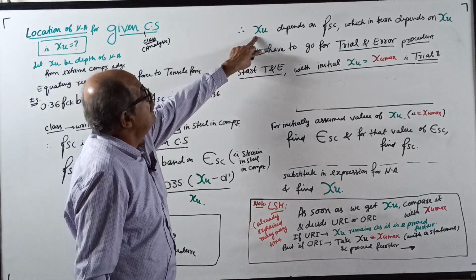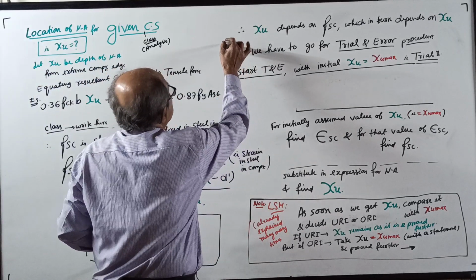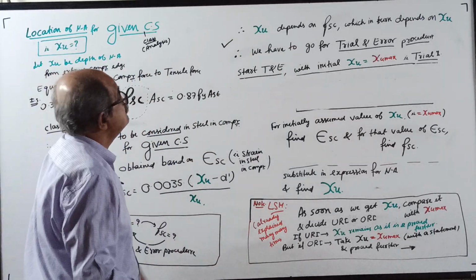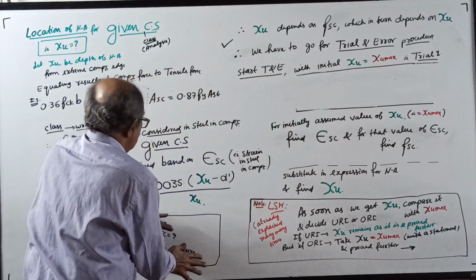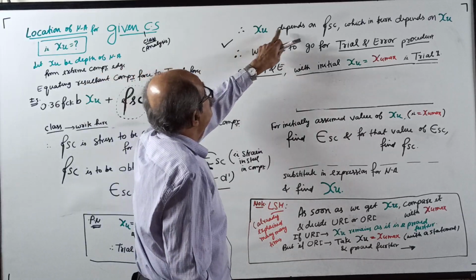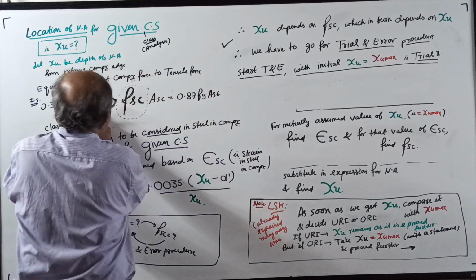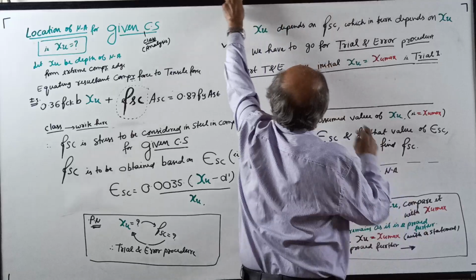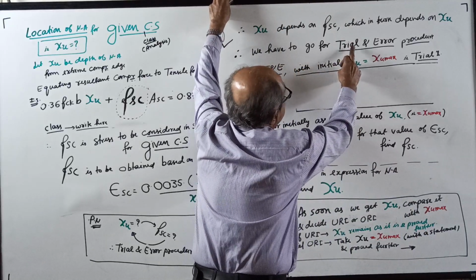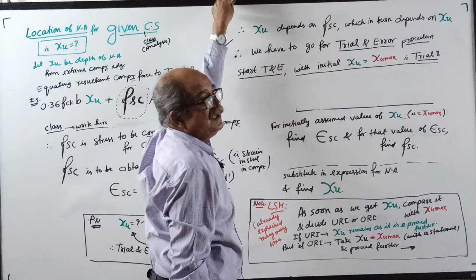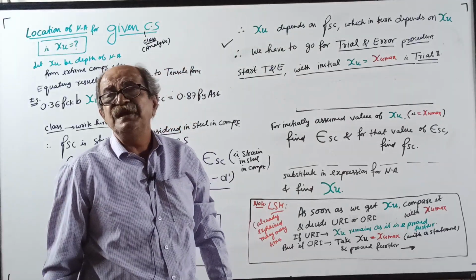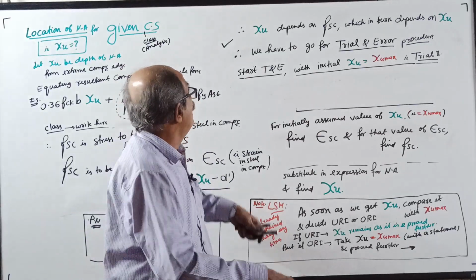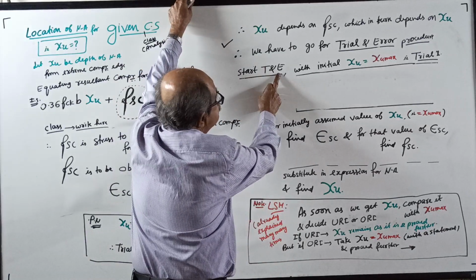Now, this is real. You have to write, suppose you are doing an examination, this you have to write. See, the personal note is not to be written. You write the statement: XU depends on FSC, which in turn depends on XU. Therefore, we have to go for a trial and error procedure. Trial and error means what? Try something. Correct means good. Wrong means once again try. That way continue. Okay, now start trial and error.